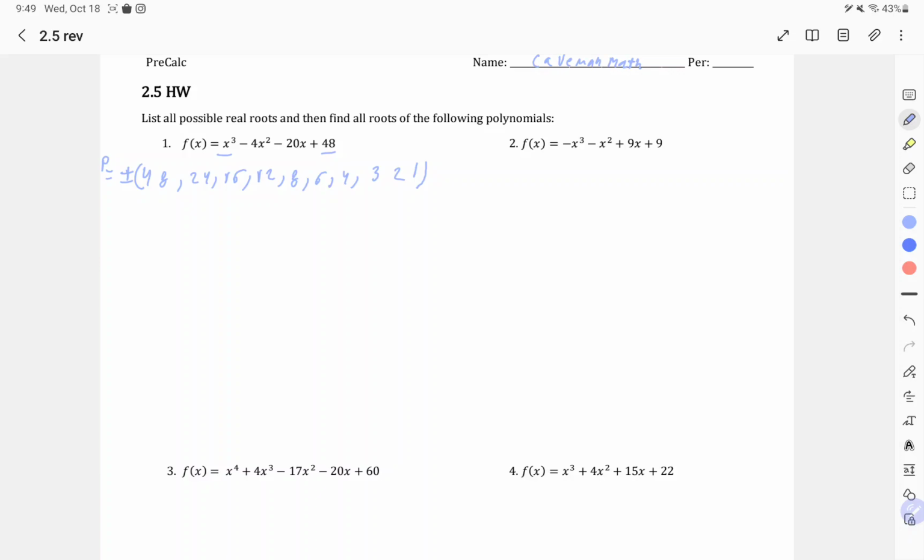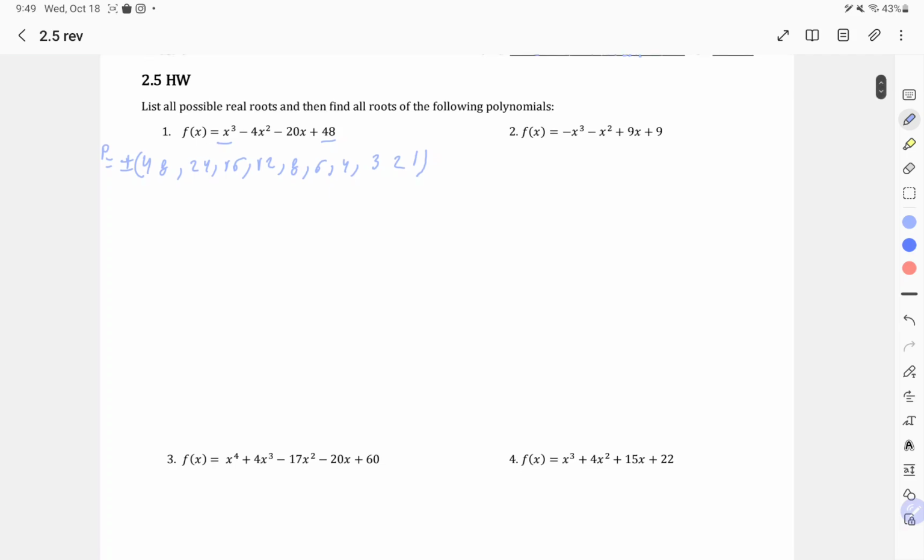Let's try putting in, let's do a 2. So when you put 2 here, when you want to synthetically divide, you write the numbers of each of these values. So x would just be 1, negative 4x, so negative 4, you got negative 20, and you have 48. What do you do with these?